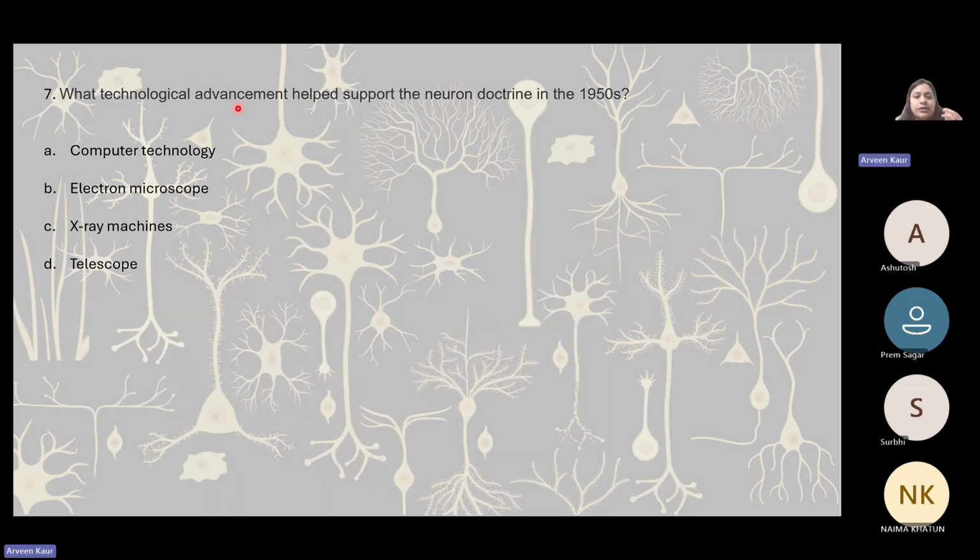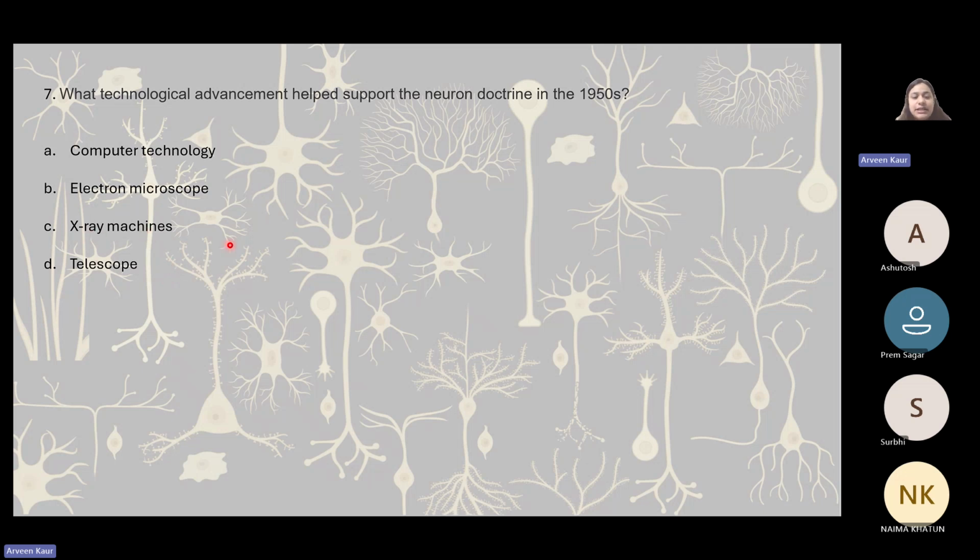So, what technological advancement helped support the neuron doctrine in the 1950s? Was it the computer technology which was advanced? Was it the electron microscope that was introduced, or the X-ray machines, or the telescope? Right, so definitely we don't need a telescope when we are looking into cells and into the brain, right? That is for extraterrestrial objects.